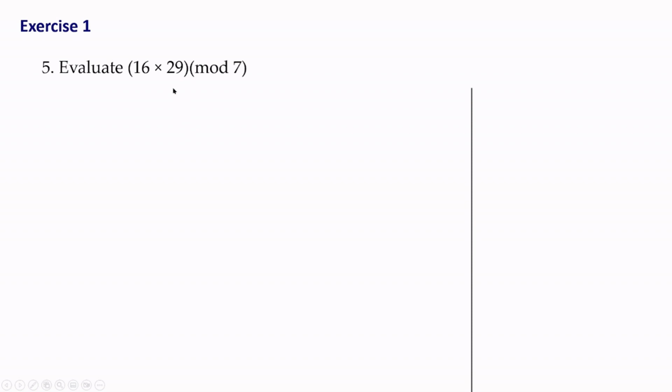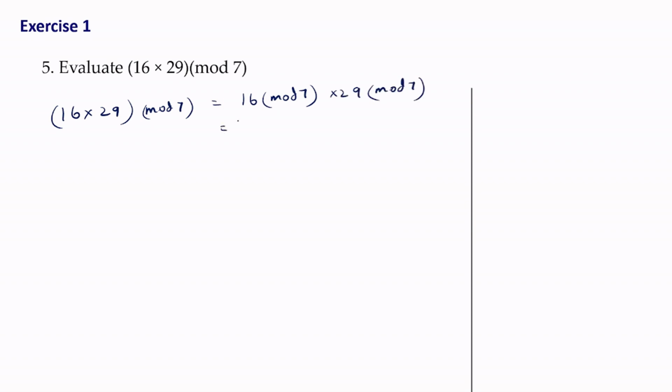Next question, evaluate 16 into 29 mod 7. So this is very easy. We have only these two numbers. So 16 into 29 mod 7 is 16 mod 7 into 29 mod 7. When we divide 16 by 7, we get the remainder as 2. And when we divide 29 by 7, we get the remainder as 1. Mod 7.